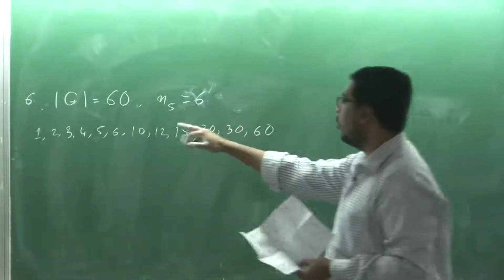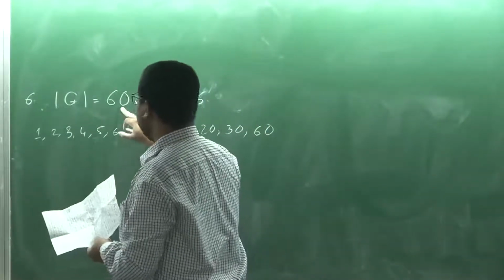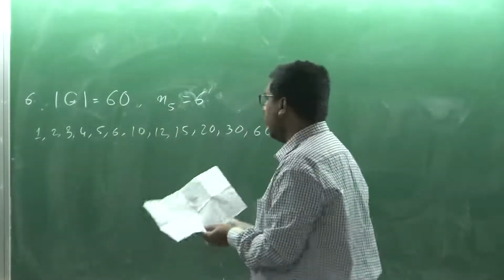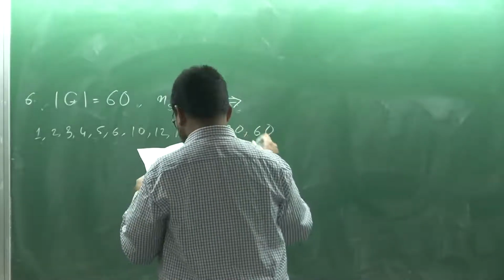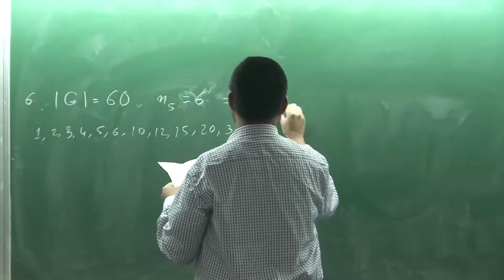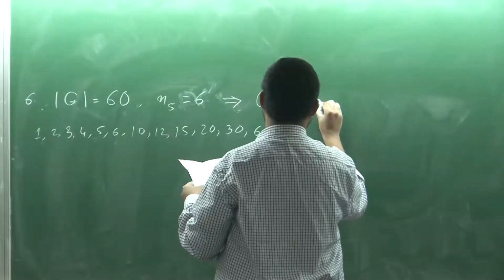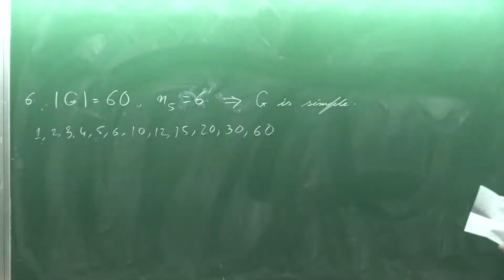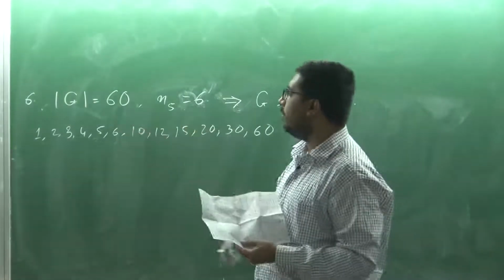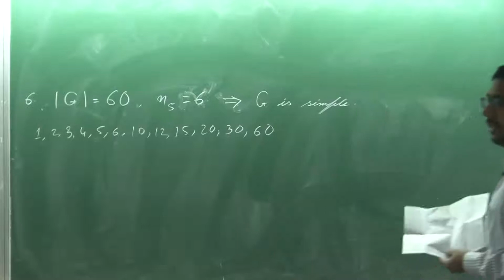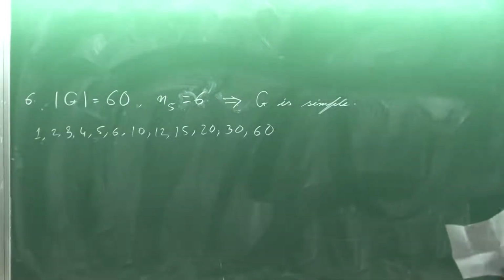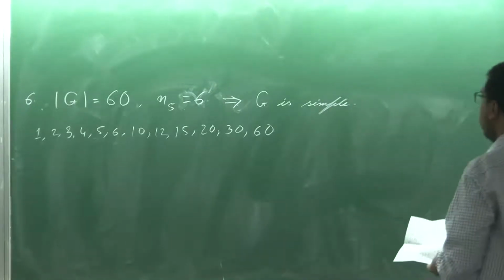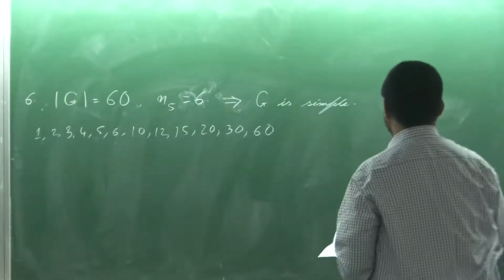So what we are going to prove is, if G is a group of order 60 whose number of Sylow 5 subgroups is 6, then G has to be simple. This is what we will prove now. So every group of order 60 which has more than one Sylow 5 subgroup has to be simple. Before getting into the proof of this, let me deduce an immediate corollary from this.